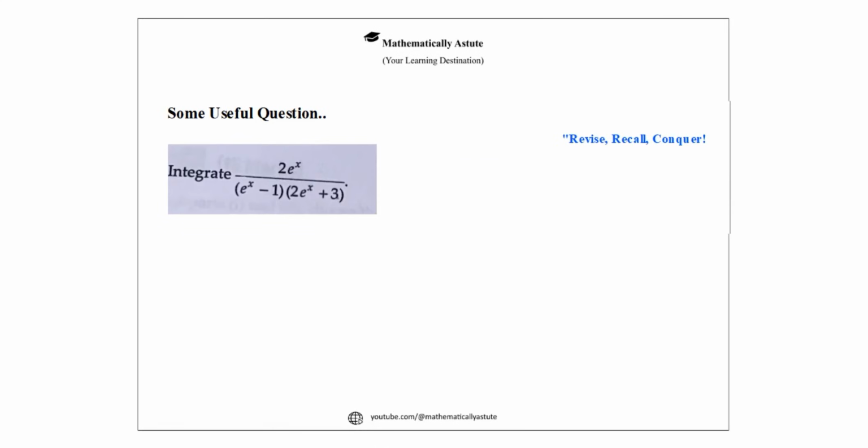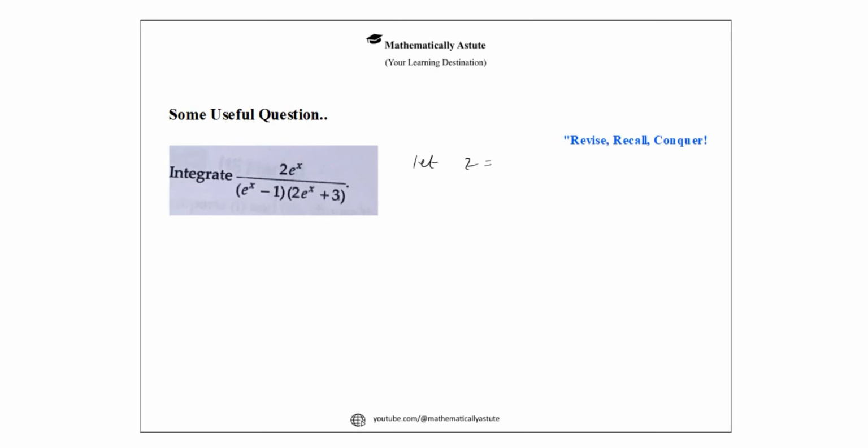Now moving to this question, the integration one. We can see there are a lot of e to the power x, the exponential function. So this is the formula, and this is a question for the partial fraction. At first we will say let z equal e to the power x, then dz by dx would be e to the power x, and dz equals e to the power x dx. On replacing it, we will get the integration of 2z by (z minus 1)(2z plus 3).